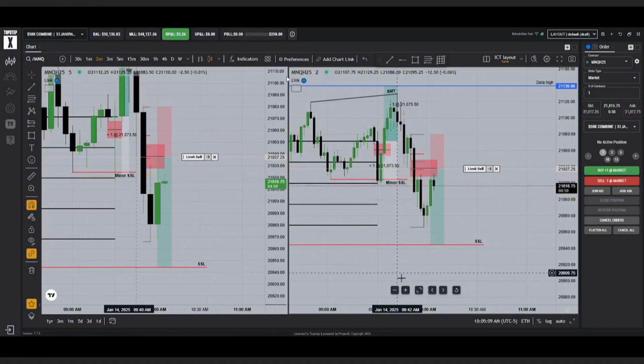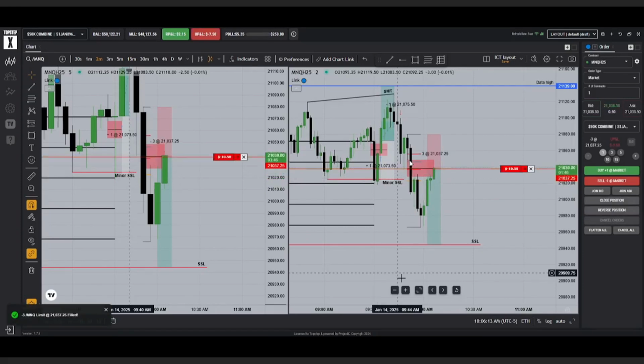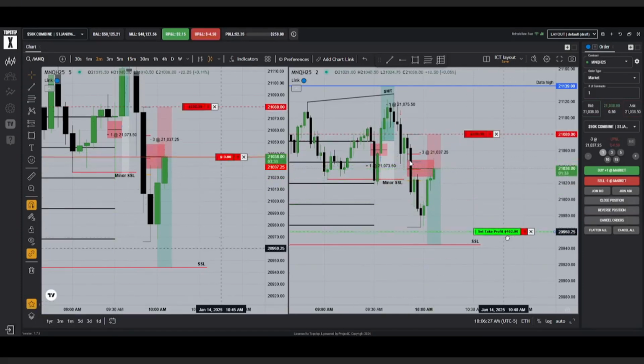Now we're on the 2 minute. Now this was a 2 minute SIBI. I totally forgot about this, but I switched up to the 2 minute because the 1 minute FVG wasn't really aligned with the 5 minute FVG. Alright, so there we got our entry.